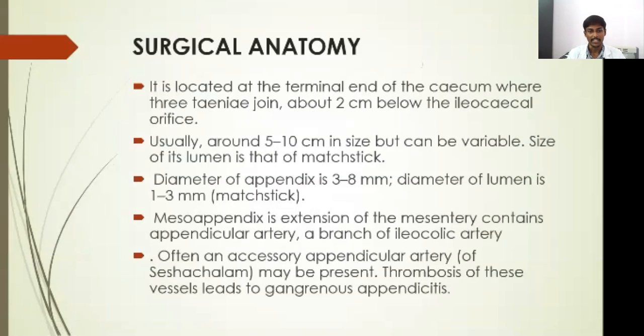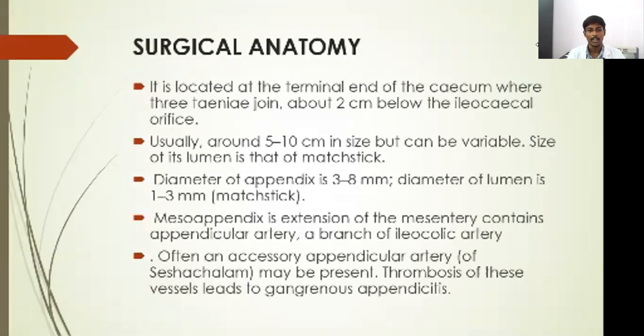Surgical anatomy of appendix. It is located at the terminal end of the cecum, where three tinea join about 2 cm below the ileocecal orifice, usually around 5 to 10 cm in size, but can be variable. The diameter of the appendix is 3 to 8 millimeter. The diameter of its lumen is 1 to 3 millimeter, which is the size of a matchstick.